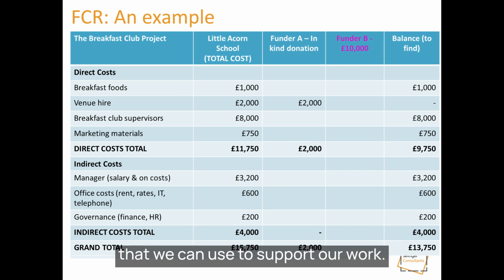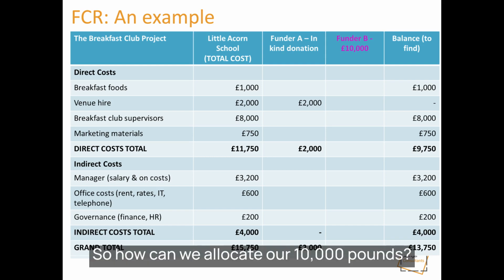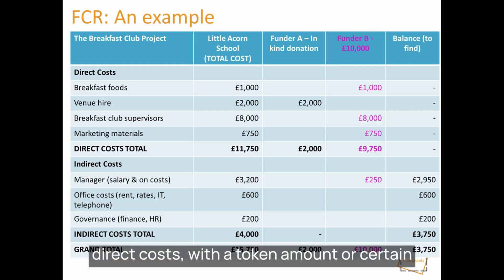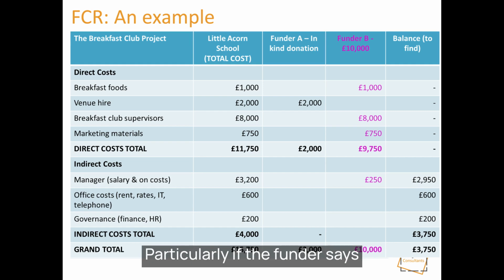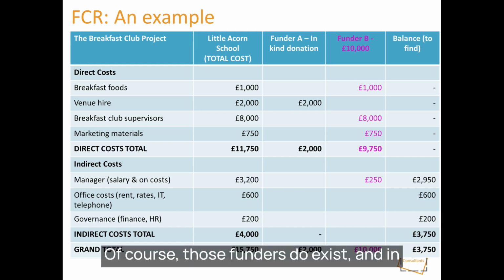support our work. We know we're eligible and it's a good fit, but it doesn't cover the full costs of what we need. So how can we allocate our £10,000? We may choose to allocate it all to our direct costs, with a token amount or certain percentage allocated to our indirect costs. And sometimes we may need to do this, particularly if the funder says that they do not fund overheads or indirect costs of any sort. Of course, those funders do exist, and in which case you can take this approach.